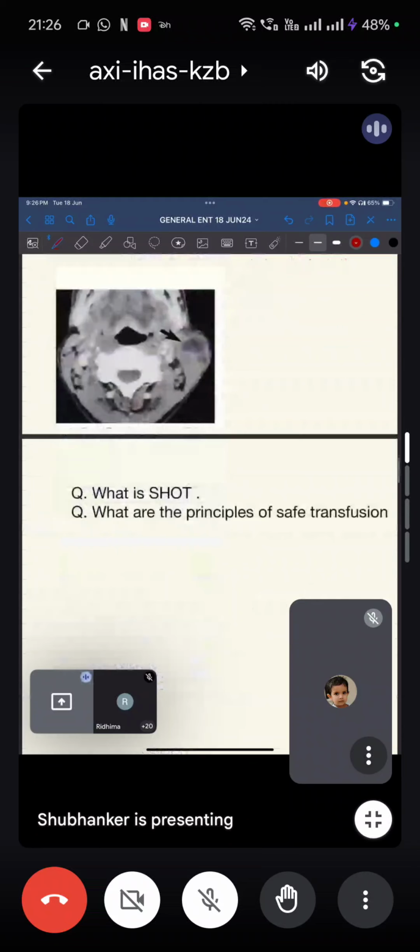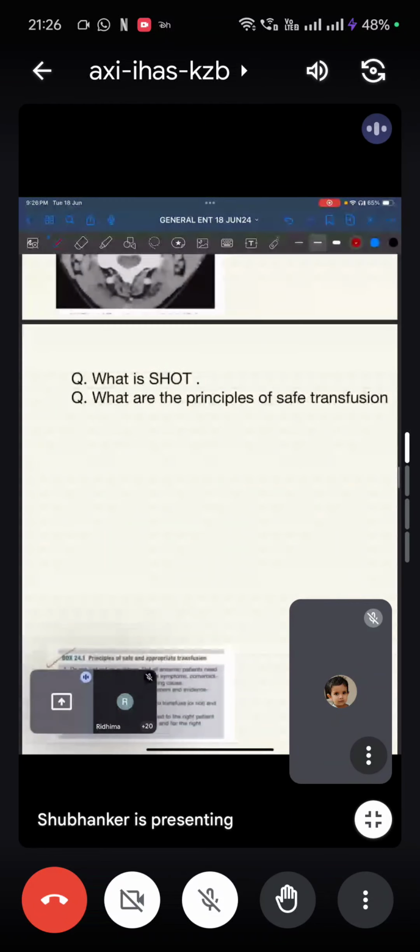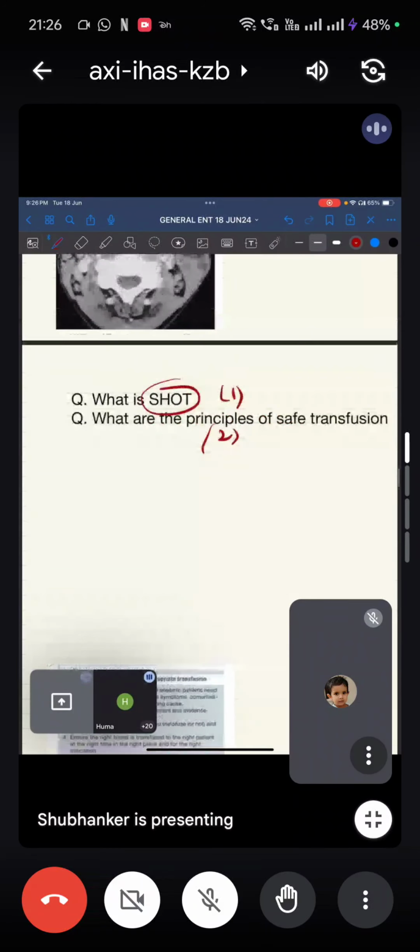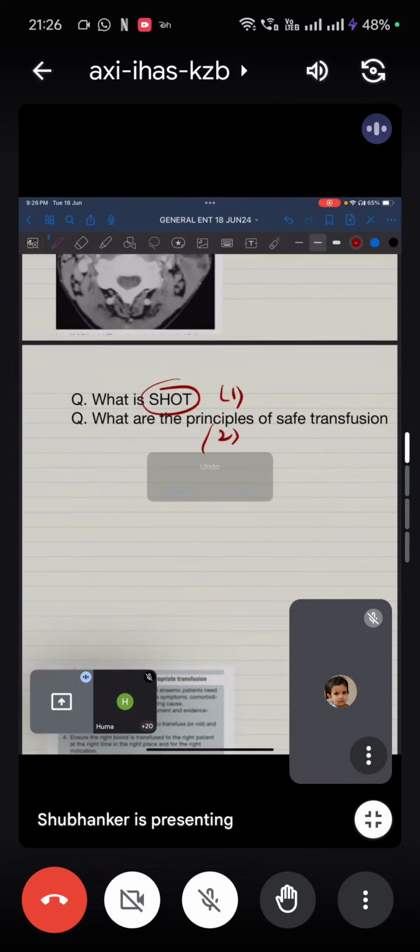Okay, so moving ahead. So Dr. Saab, what is SHOT? 1 mark, and what are the principles of safe transfusion? 2 marks. So one, the full form of SHOT you will tell, the principles of safe transfusion I will tell. Yeah, Dr. Huma, I think you have read everything. We discussed it last time also.